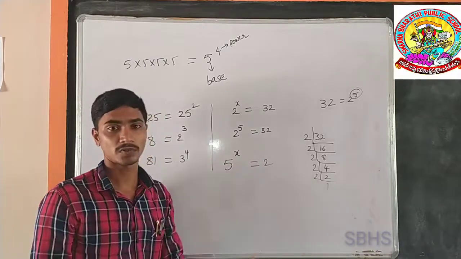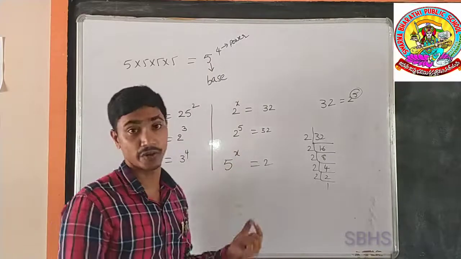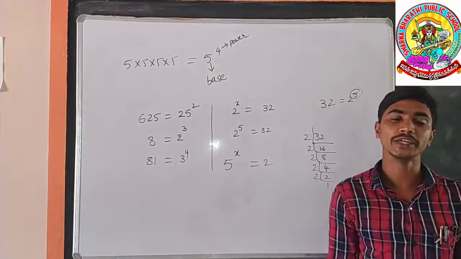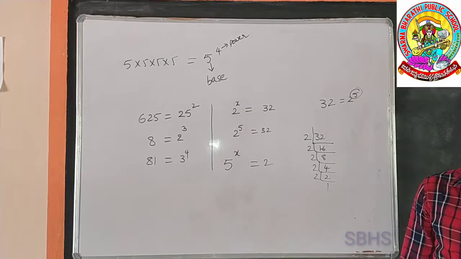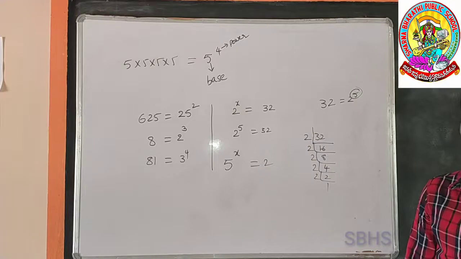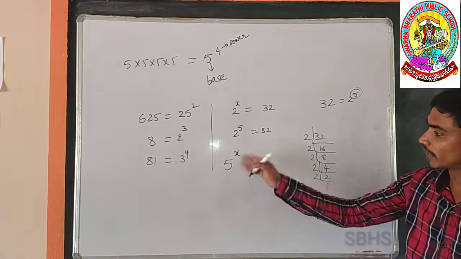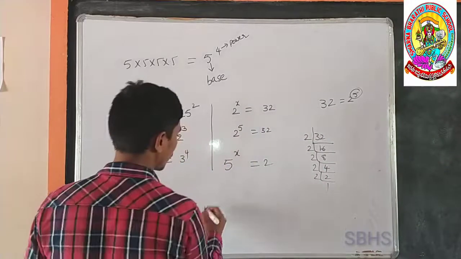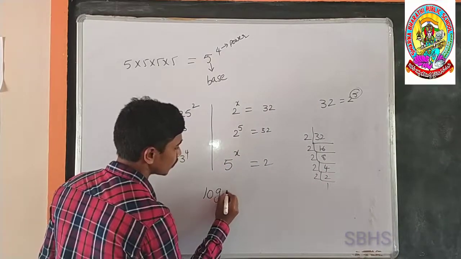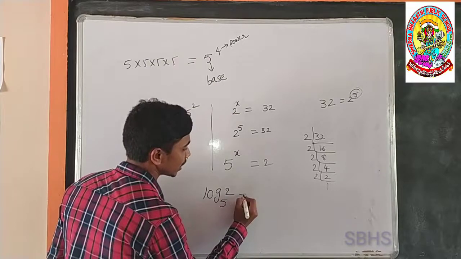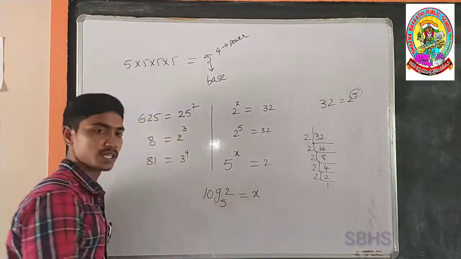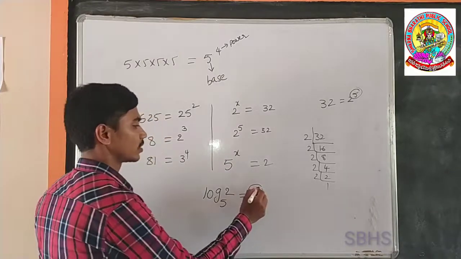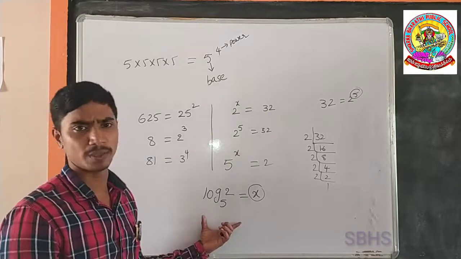So what do we have to do to find the value of x? To find the value of x, we need to define a new concept, that is logarithms. By using logarithms, you can easily find the value of x. How can we define it? Simply, log 2 to the base 5 is equal to x. By using this equation, we can find the value of x. That's why it plays a key role in mathematics.